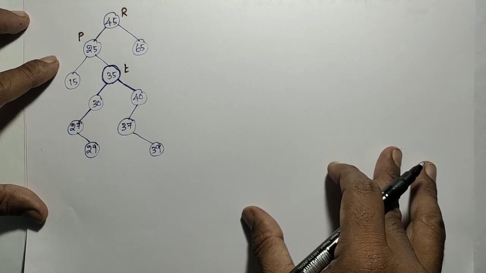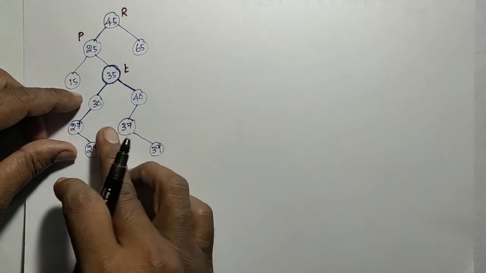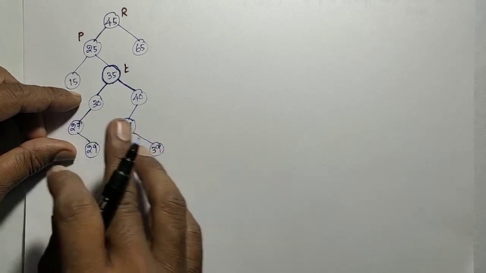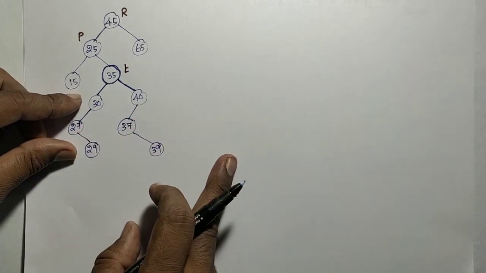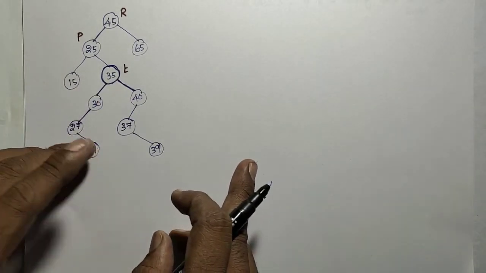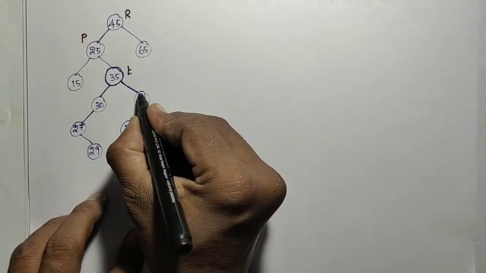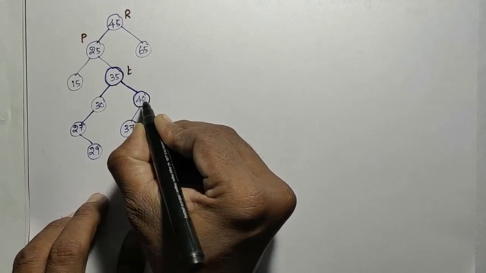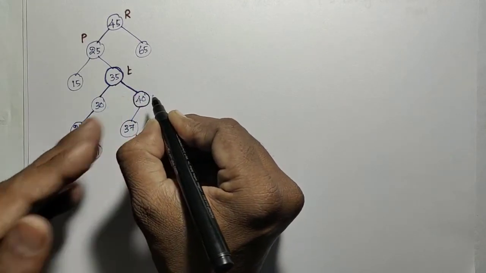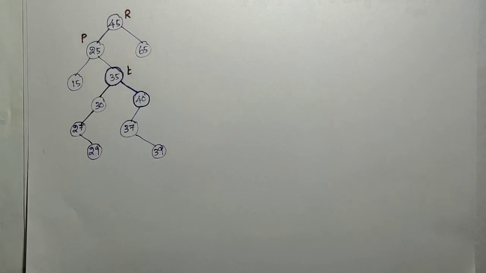The solution is, we need to pick the leftmost element from the right subtree, or the rightmost element from the left subtree. You can go with one solution. Leftmost from the right subtree: the right subtree means the 40, correct? In the right subtree, which one is the leftmost element? The 37. That you have to select.